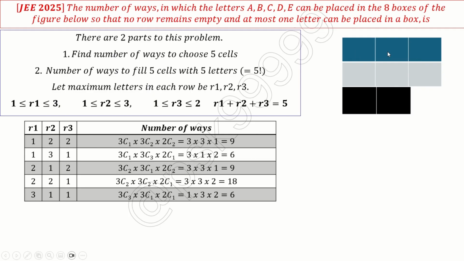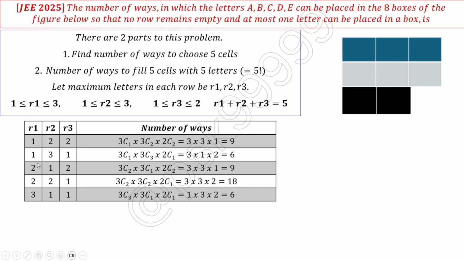Because there are 3 boxes, I choose 1, so 3C1, 2 boxes out of these 3, 3C2, 2 boxes out of these 2, which is 2C2. So multiply them, I get 9. Similarly, make sure that all conditions are covered. Next condition is I take still R1 as 1, R2 as 3, because maximum I am choosing here 1, 3, and then 1. In this case I'll have 6 combinations possible.